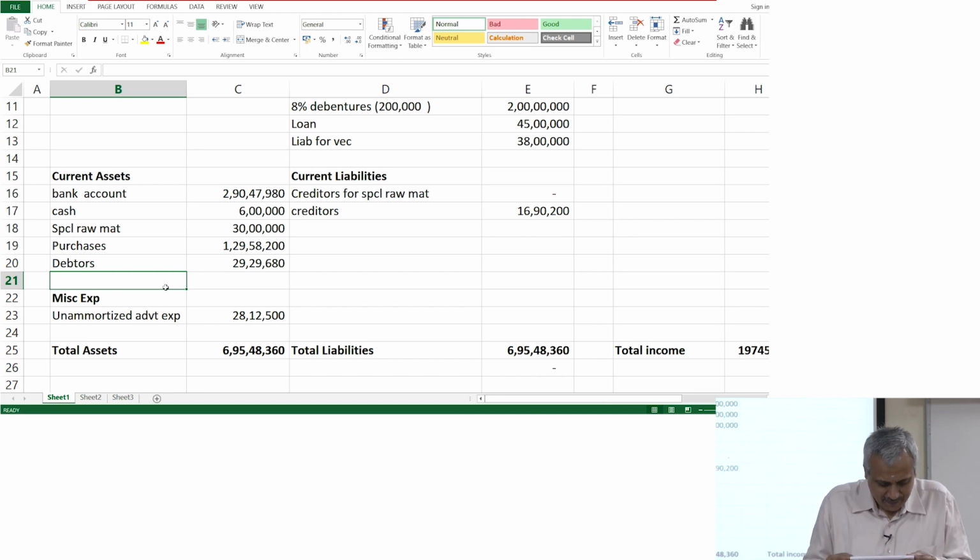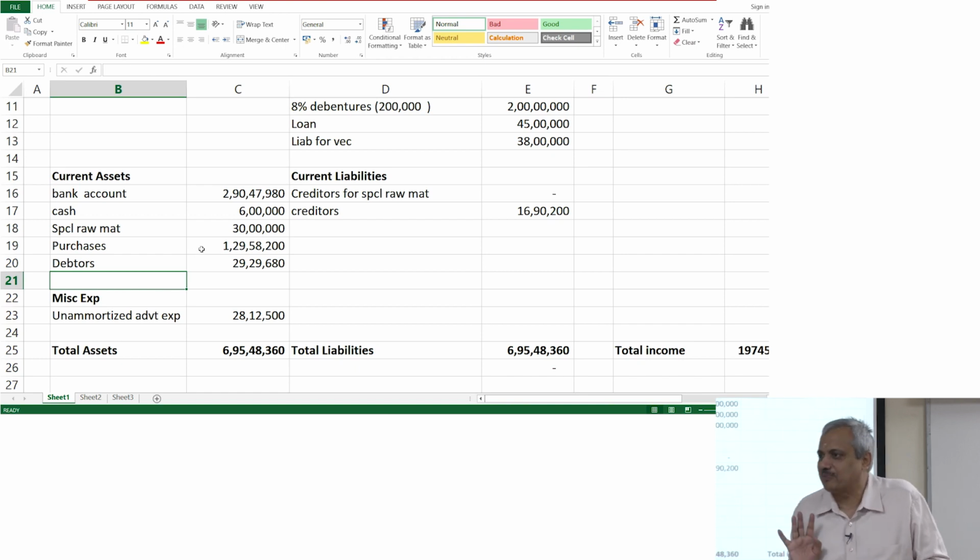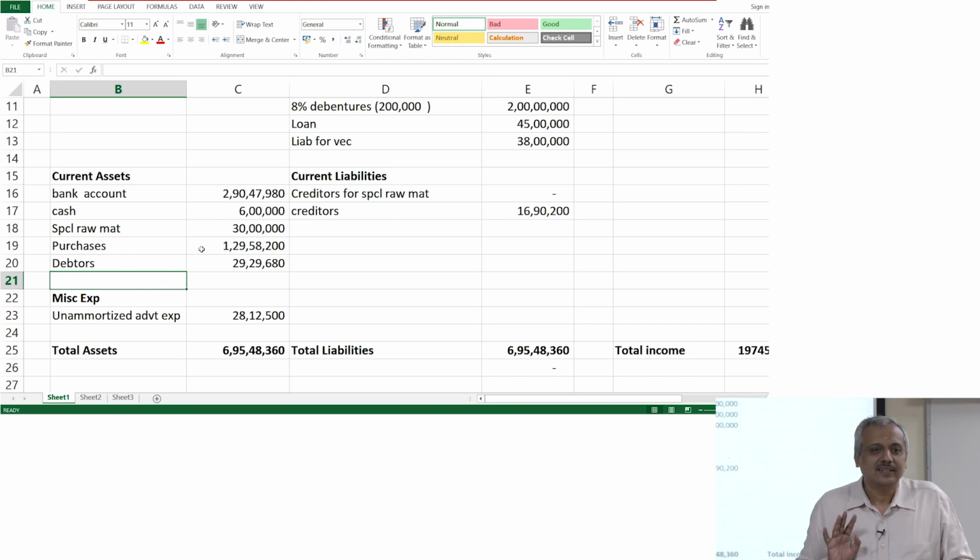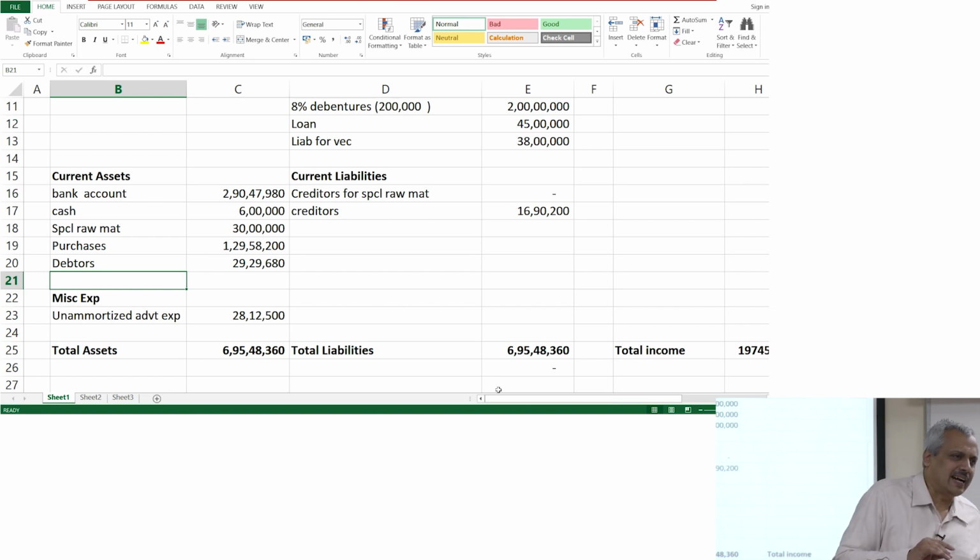Statement 17. Preliminary expenditure incurred in incorporating the business amounted to 45 lakhs. It was decided to write it off over a period of 10 years. Exactly the same thing. Preliminary expenditure, 45 lakhs, write it off over 10 years.